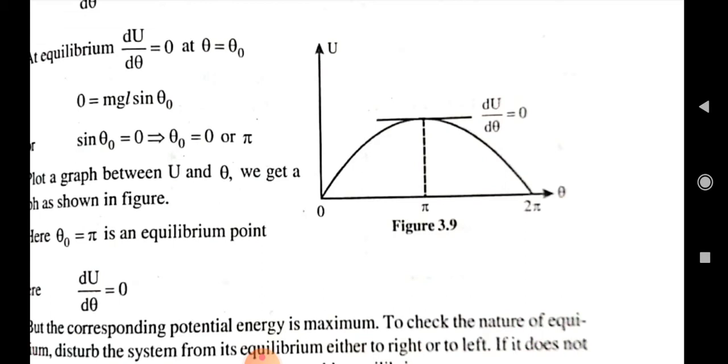That means curvature decreases. That means curvature is negative. So at that top point, du by d theta is equal to 0, but we can say that it is an unstable equilibrium point.